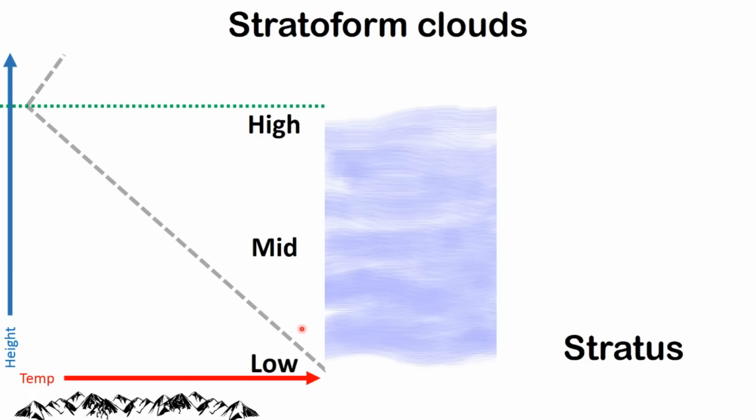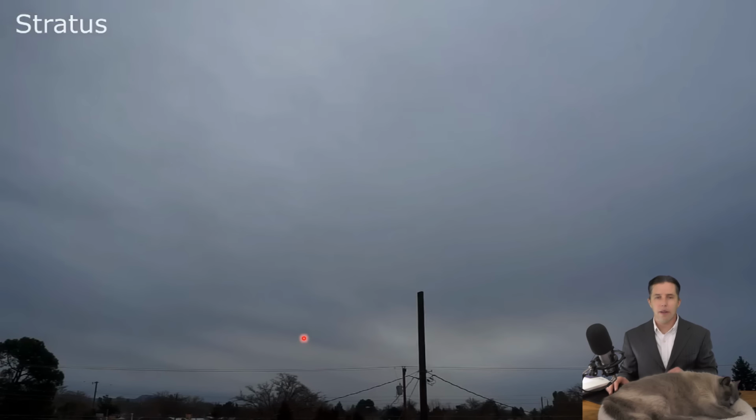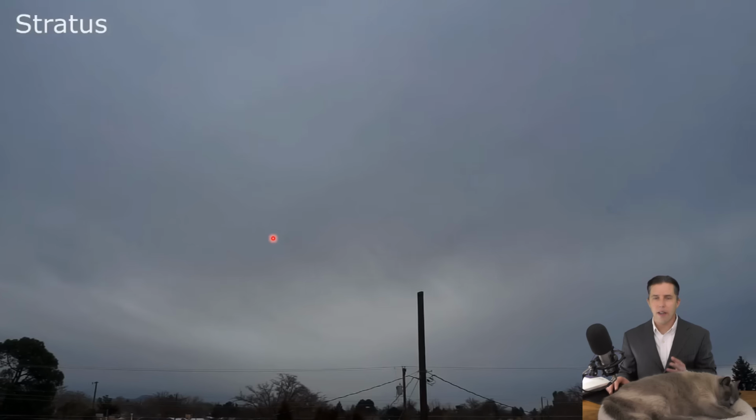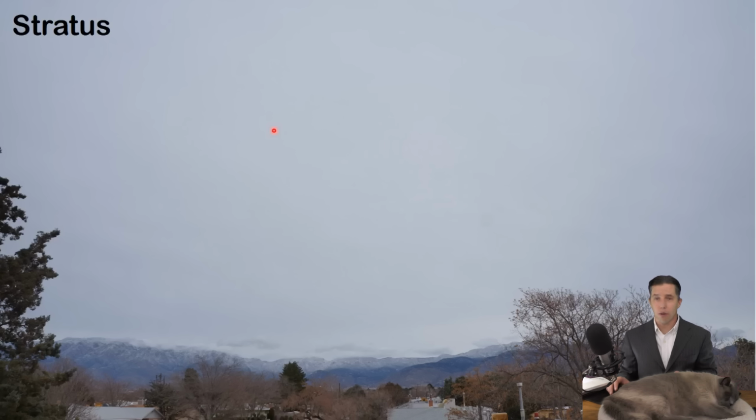So we've gone through all the cumuloform clouds, and now we're going to go through the stratoform clouds, which are a lot less interesting to look at. We're going to start with stratus, which is a low stratoform cloud. And the key to identifying stratus is that you cannot tell where the sun is. So it's a gray sky, and in this time lapse, the sun is actually right there, but you can't see it. So if you've got a gray sky and you can't point to the sun, then you've got stratus.